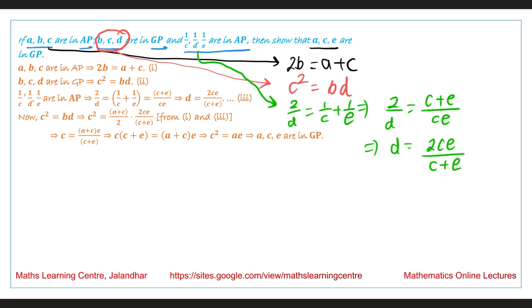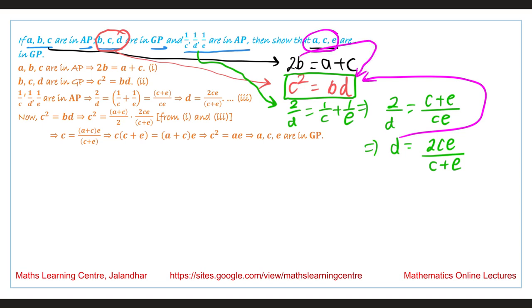Now if we substitute these values in this second equation, we require the relation between A, C and E. So in place of D we substitute this value, and in place of B we substitute the value from this equation. We will obtain the relation between A, C and E. So we have C square is equal to (A plus C) by 2 into 2CE by (C plus E). So this 2 gets cancelled and this C gets cancelled over here.